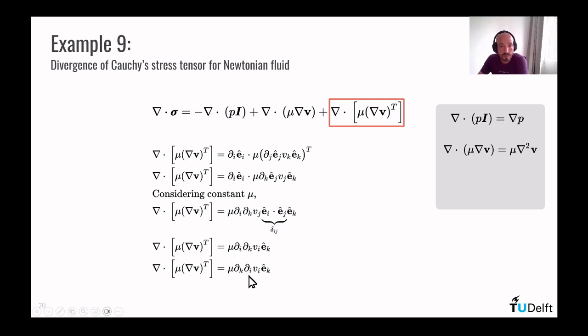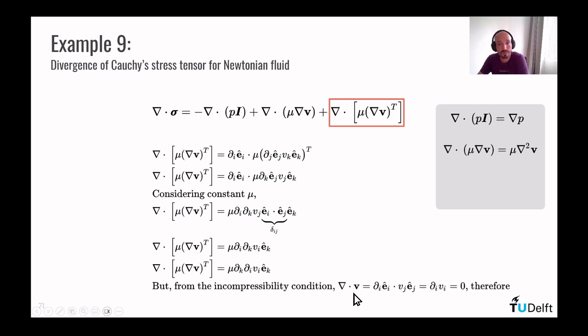But what is del sub i v sub i? This is the divergence of the velocity. We saw before that the divergence of velocity using index notation is represented by del sub i, v sub i. And we know that for incompressible flow, this should be 0. So this term here is 0.